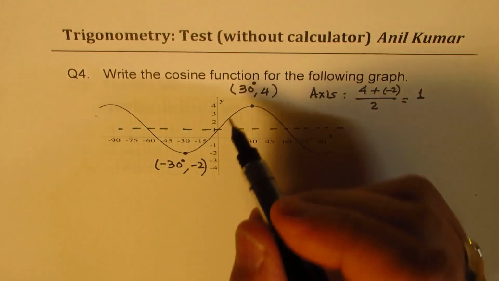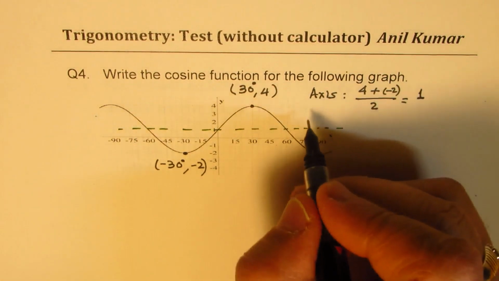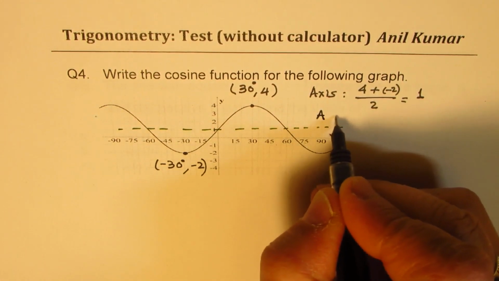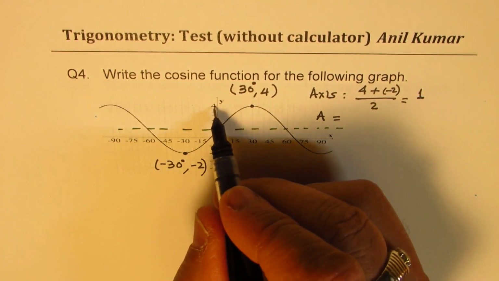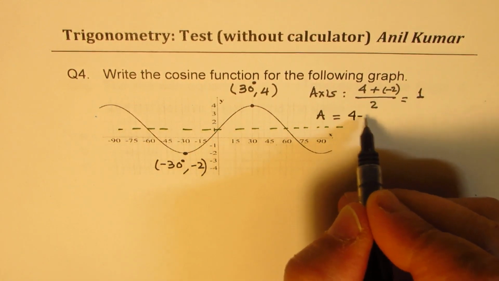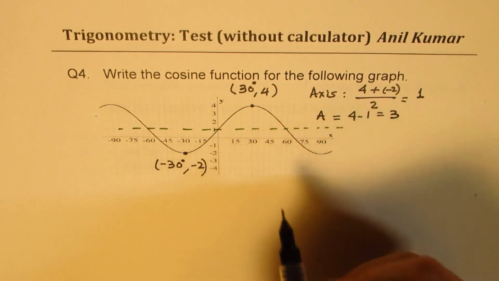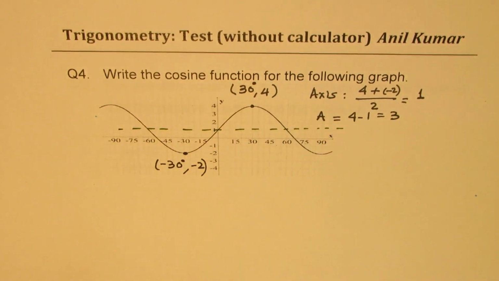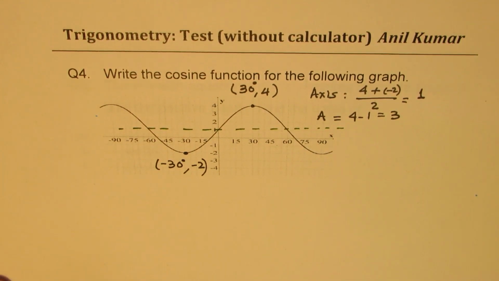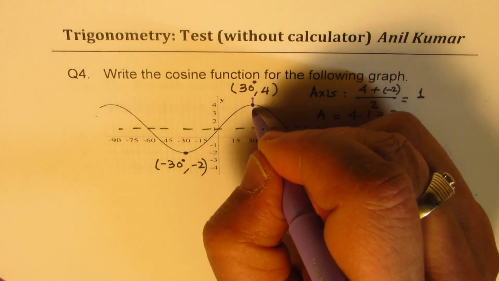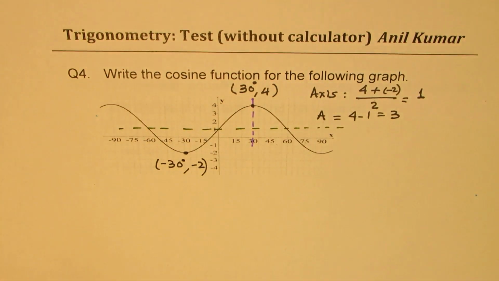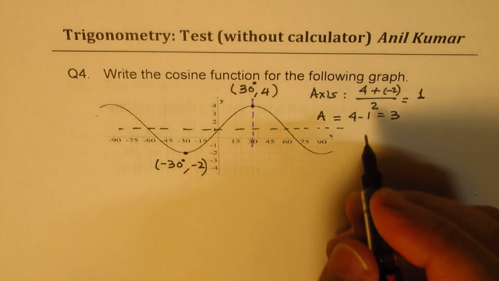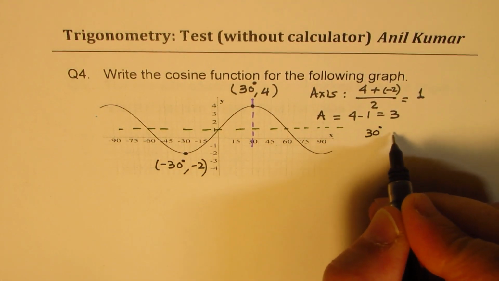Fine. From the axis, from 1 to 4, we get the amplitude, let's say just A. The amplitude here is 4 minus 1, which is 3. Now, as far as the cosine function is concerned, cosine function starts with a maximum. So, in our case, it is starting from 30. Therefore, the phase shift is 30 degrees, right? So 30 degrees right.